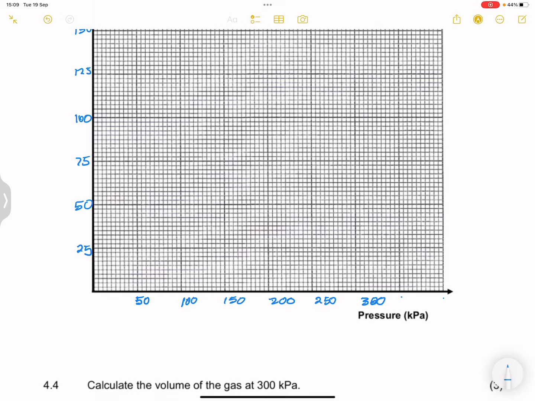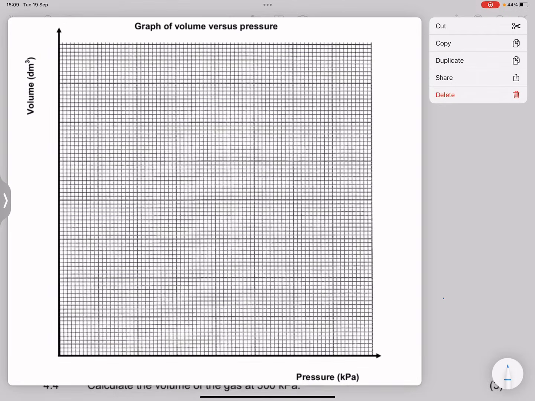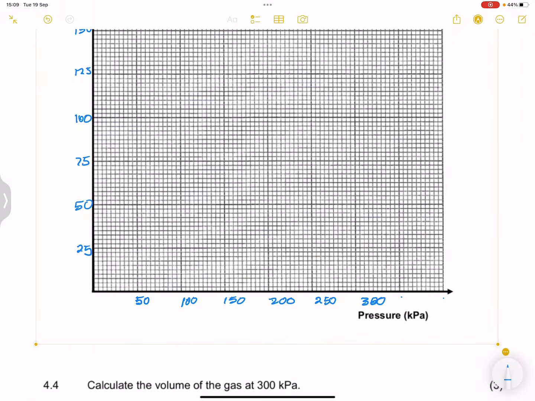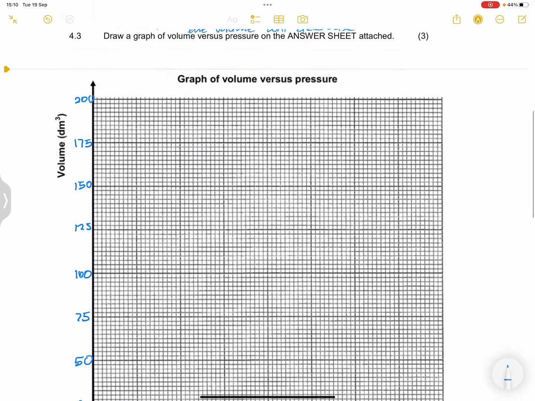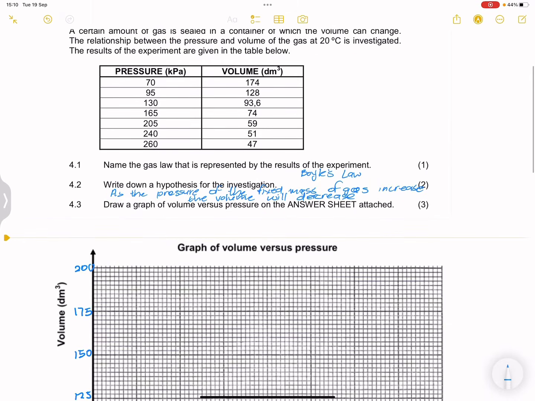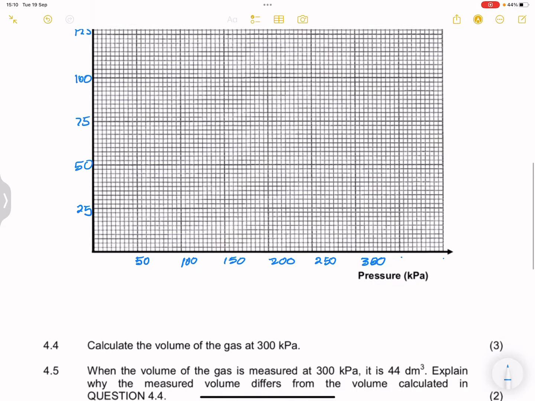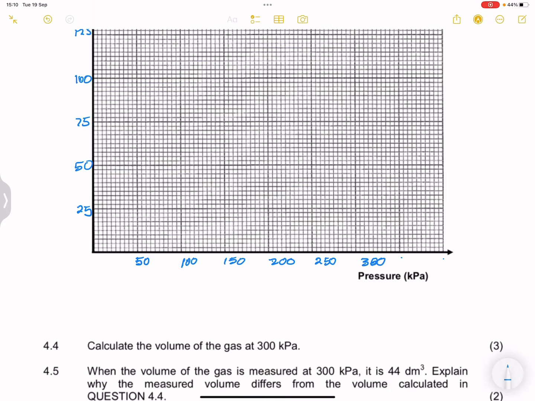So I think my graph shifted a bit. Okay, let's see. It seems like it's still okay. So the first point that I have is at 70 and 174, right? So we've got 70 and 174.